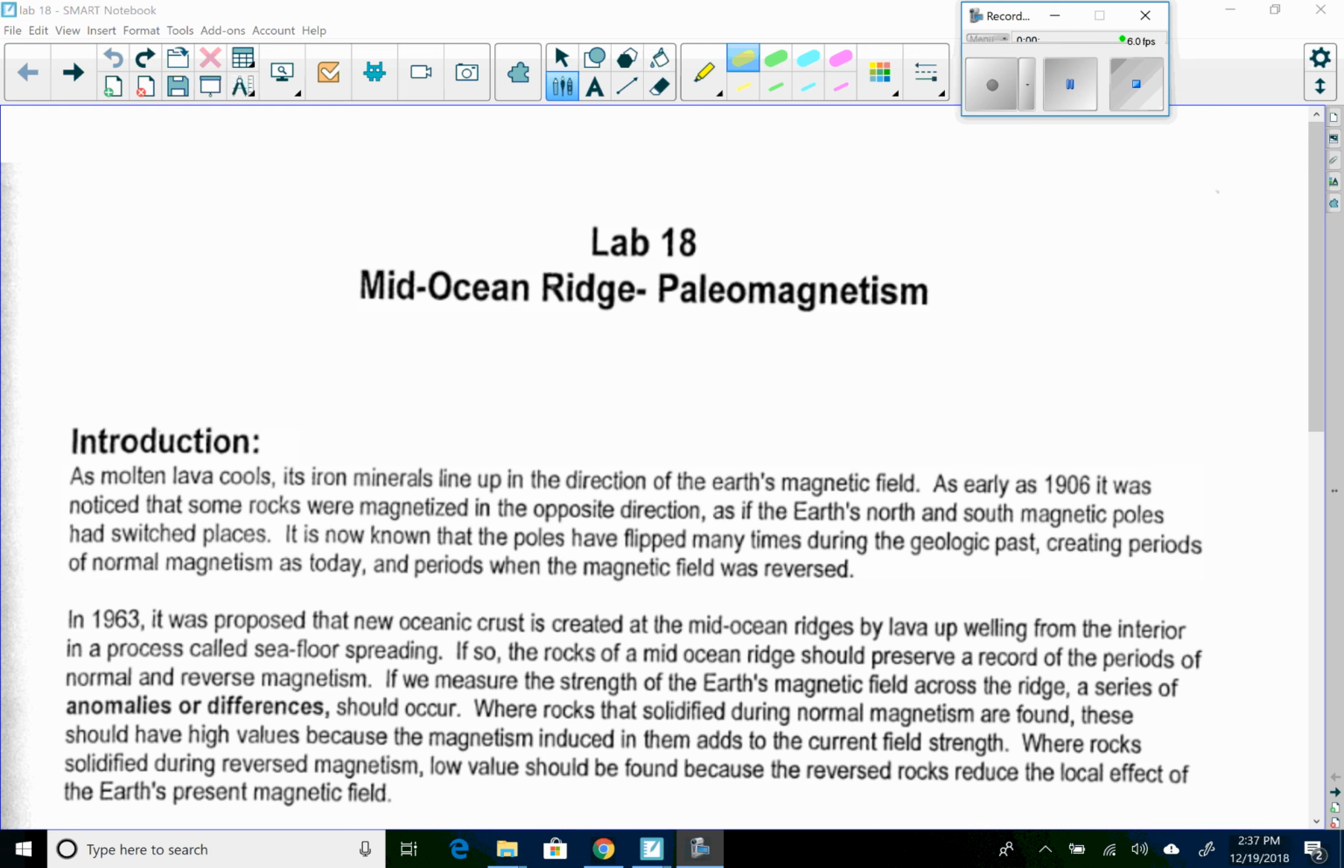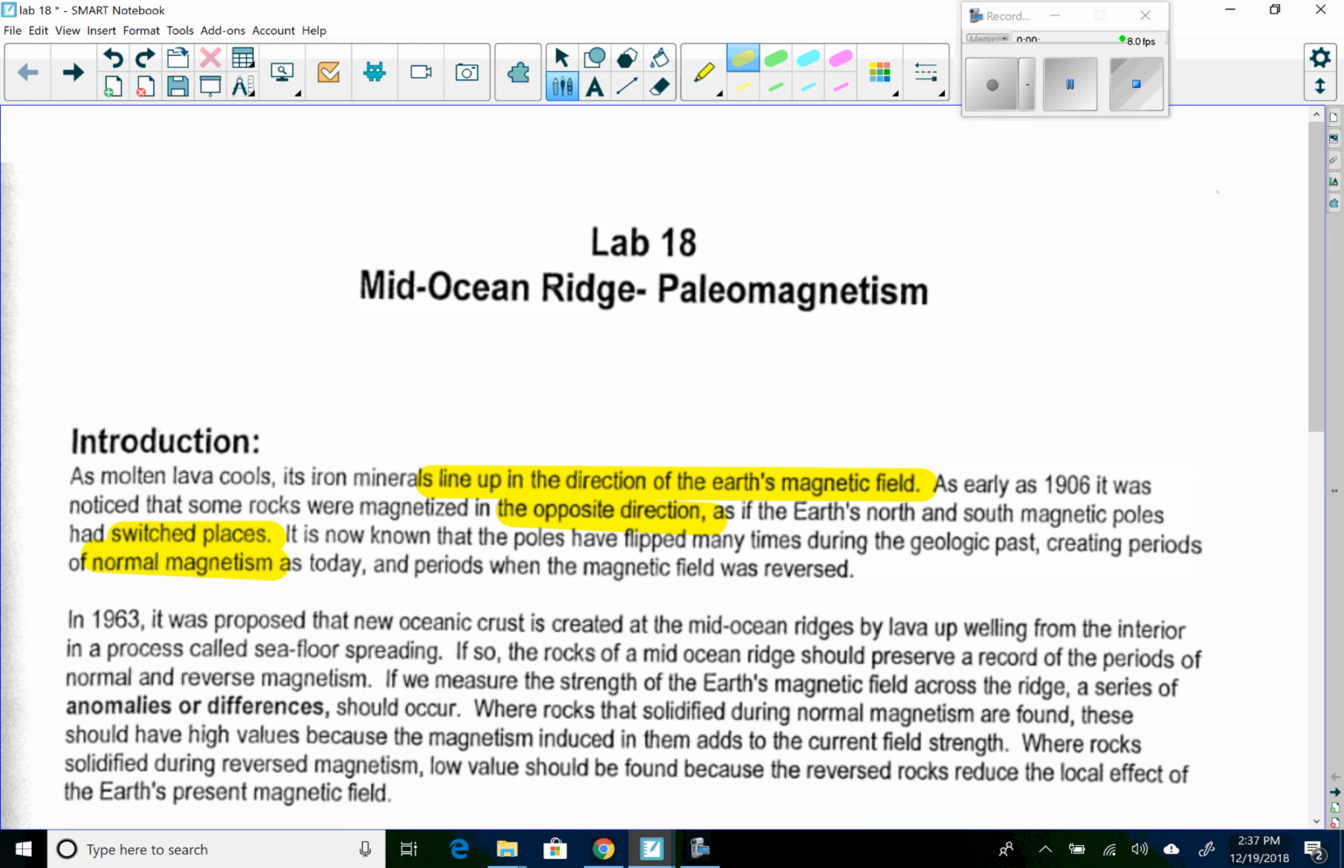Mid-ocean ridge paleomagnetism. Introduction. As molten lava cools, its iron minerals line up in the direction of the Earth's magnetic field. As early as 1906, it was noticed that some rocks were magnetized in the opposite direction, as if the Earth's north and south poles had switched places. It is now known that the poles may have flipped many times during the geologic past, creating periods of normal magnetism, as today, and periods where the magnetic fields were reversed.